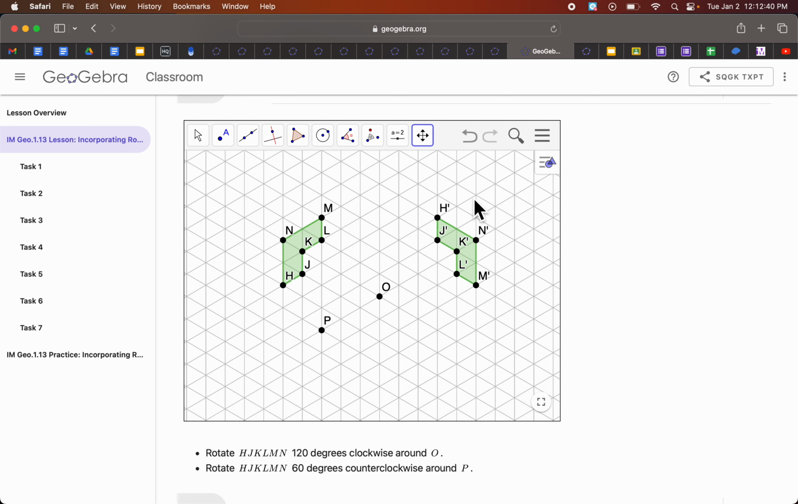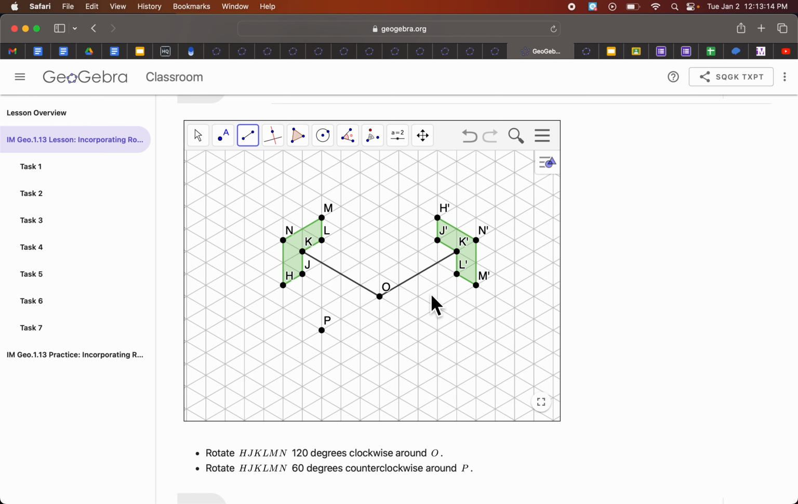Okay, cool. So now if I look at point K, for instance, and I make a line segment that goes from K down to O, and then from O up to K prime, we have this angle, right? This is how much it rotated. It rotated around this way. You can see that M goes over to M prime, K goes over to K prime. And so this angle is 120 degrees.